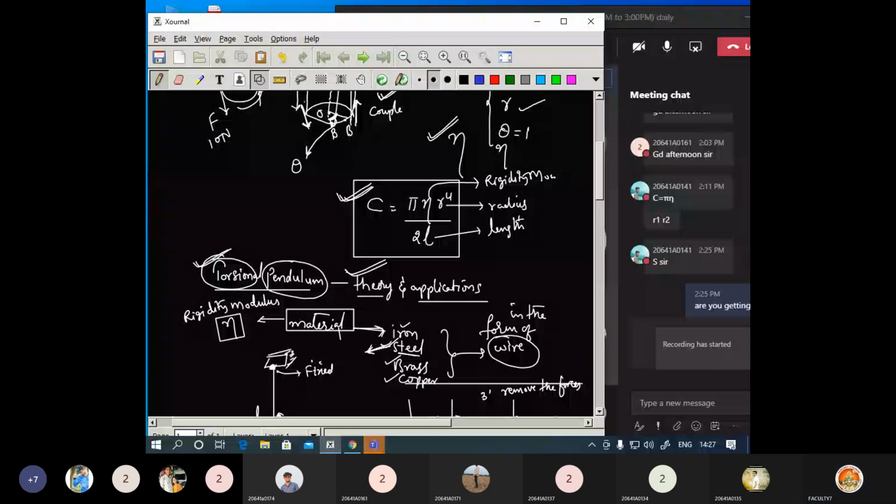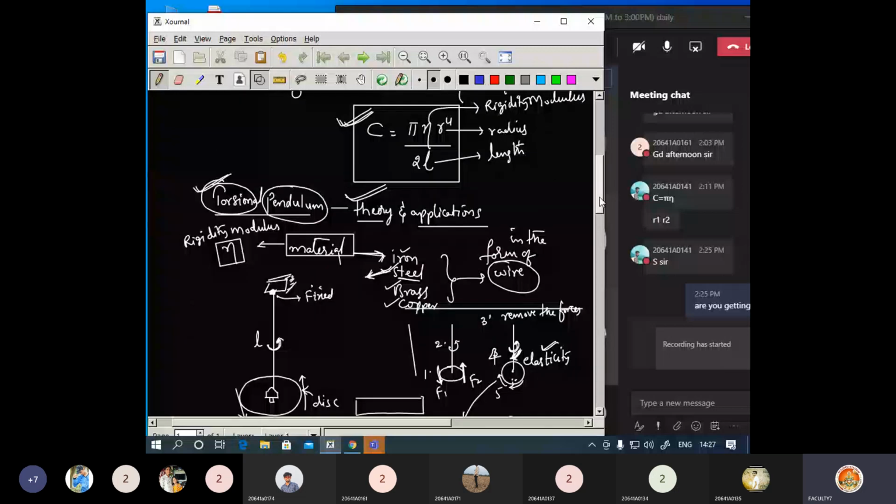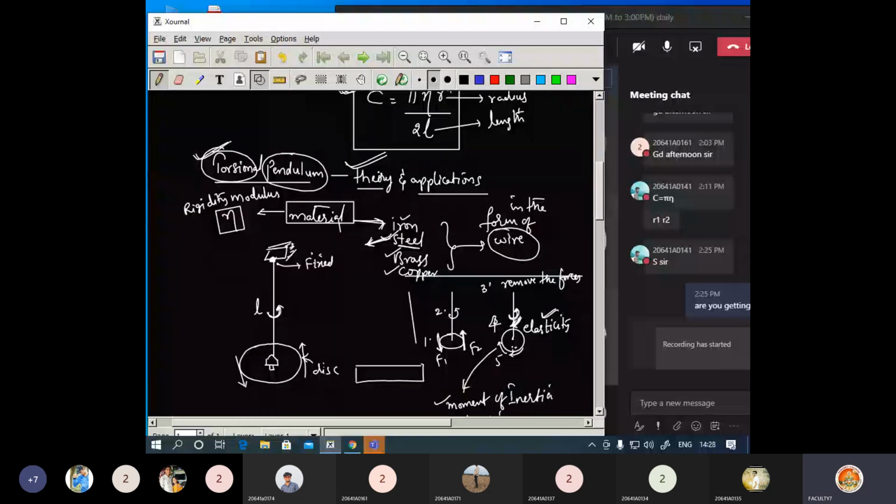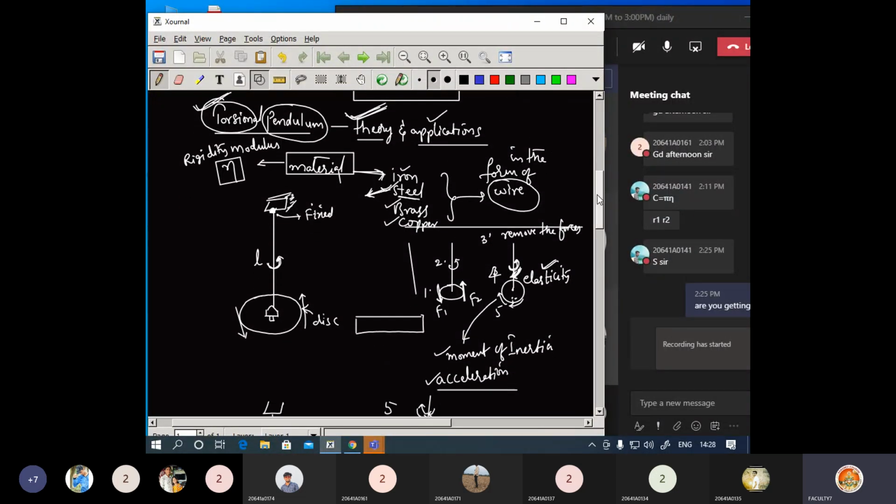Depending on that we are extending, and we have entered the topic of the torsional pendulum. Here we are going to see two parts: one is the theory and the other is the application part. We are going to see the theory part first, and thereafter the applications in the next class.